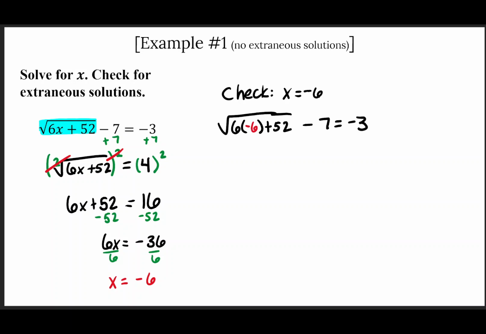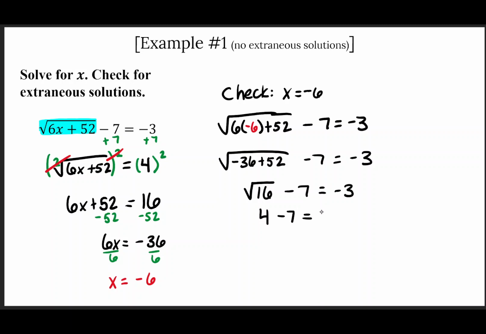Our job is to clean up all that junk on the left side and see if all that stuff would equal negative 3. That way we have a balanced equation. So one little piece at a time here. I could do 6 times negative 6. That would be negative 36 plus 52 minus 7 outside. Still got negative 3. Now I could put the negative 36 plus 52 together. That would make the square root of 16 minus 7 equals negative 3. Now I could take the square root of 16. That would be 4 minus 7 equals negative 3.